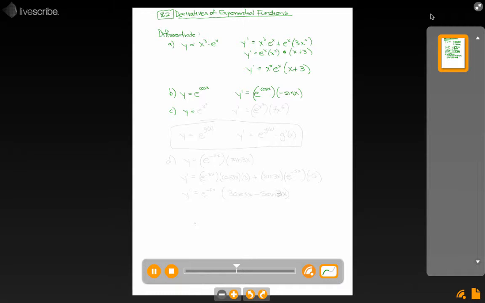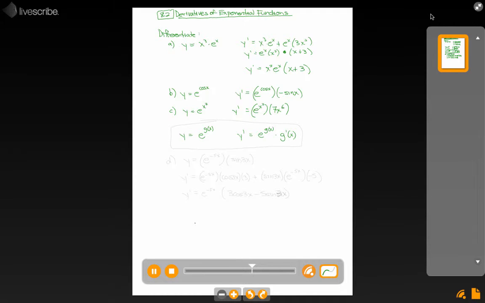If I had y equals e to the x to the 7, the derivative is going to be e to the x to the 7 times 7x to the 6. So in general, your chain rule basically says if you've got y equals e to the some function of x, the derivative is going to be that times the derivative of that function of x that was in the exponent.